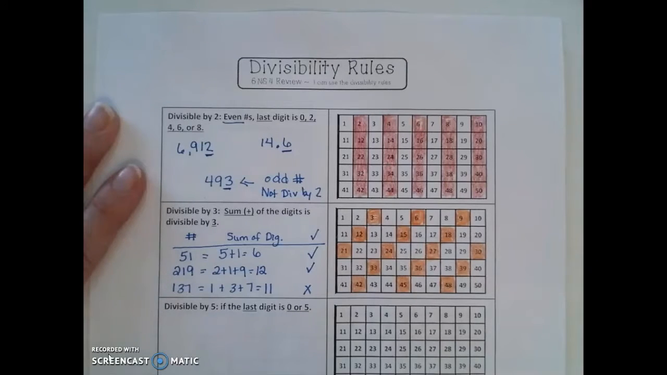So one of the numbers we're going to look at is 4,980. I'm going to underline my last digit and check it against my rule. Is it a 0 or a 5? Yes, it is. That means that this number is divisible by 5.